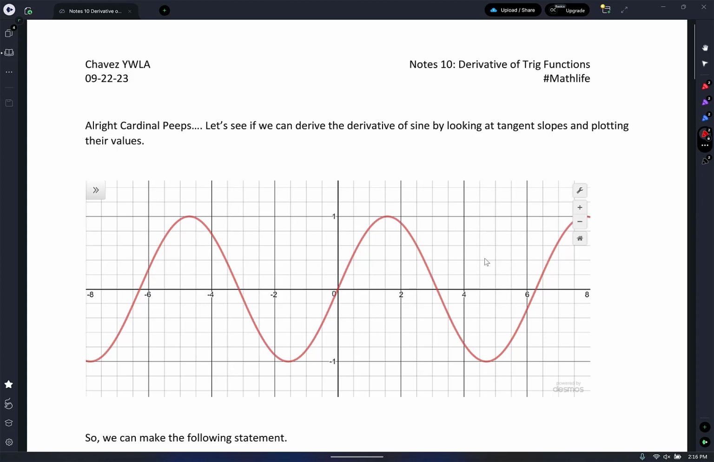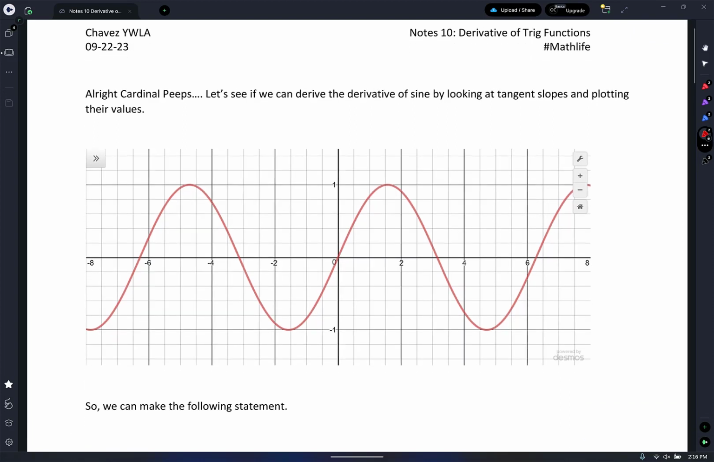All right, here we go, guys. You guys ready? Okay. Note 10, derivative of trig functions. We're gonna go basic. We're gonna go simple. I think this is not a formal definition. This is just doing it with visuals.